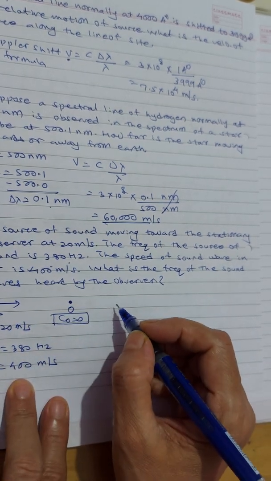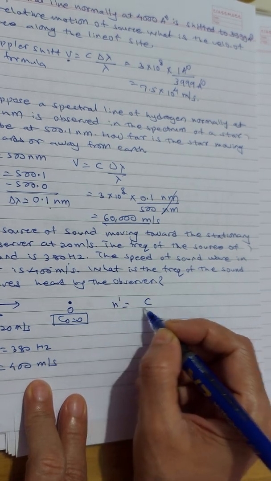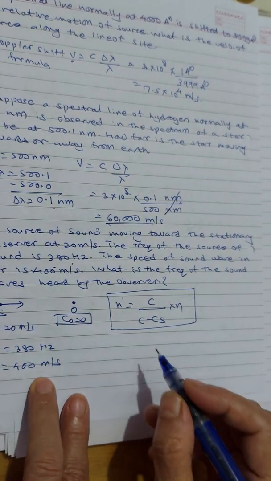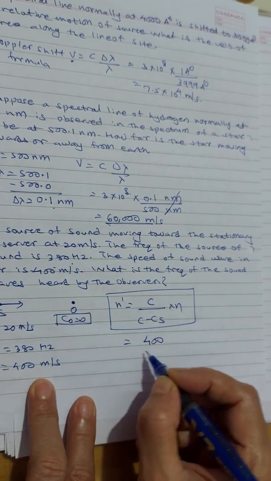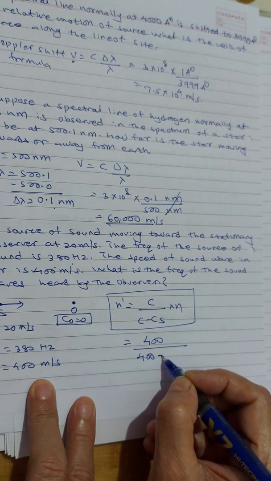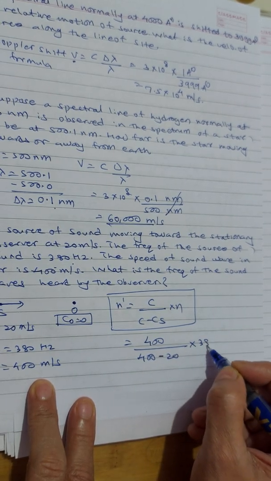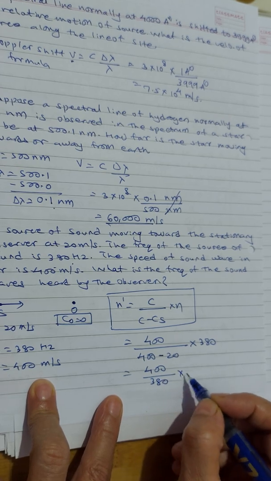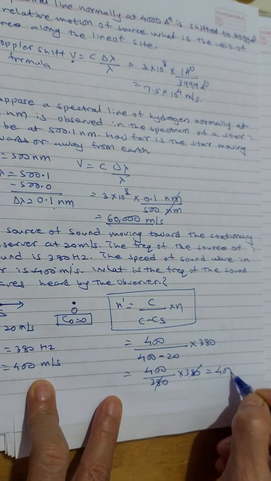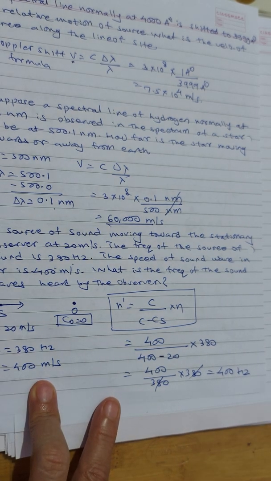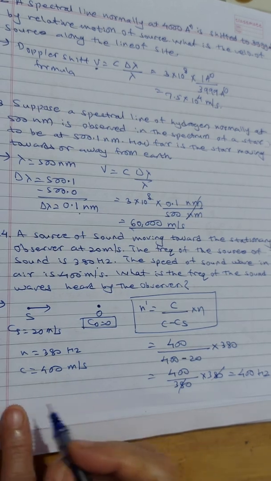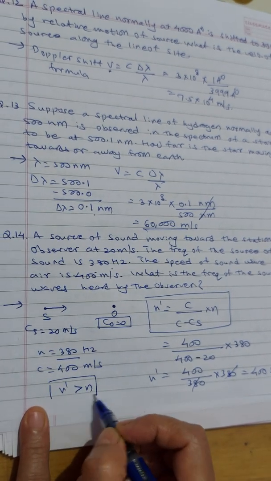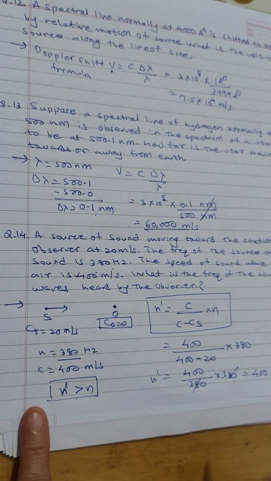You have to use the formula N dash is equal to C upon C minus CS into N. Over here, C is given to you as 400, CS is 20, and N is 380. So this gives me 400 divided by 380 into 380, which gets cancelled. So the answer comes out to be 400 Hertz. N was 380 and N dash is 400. So we can say N dash is greater than N.